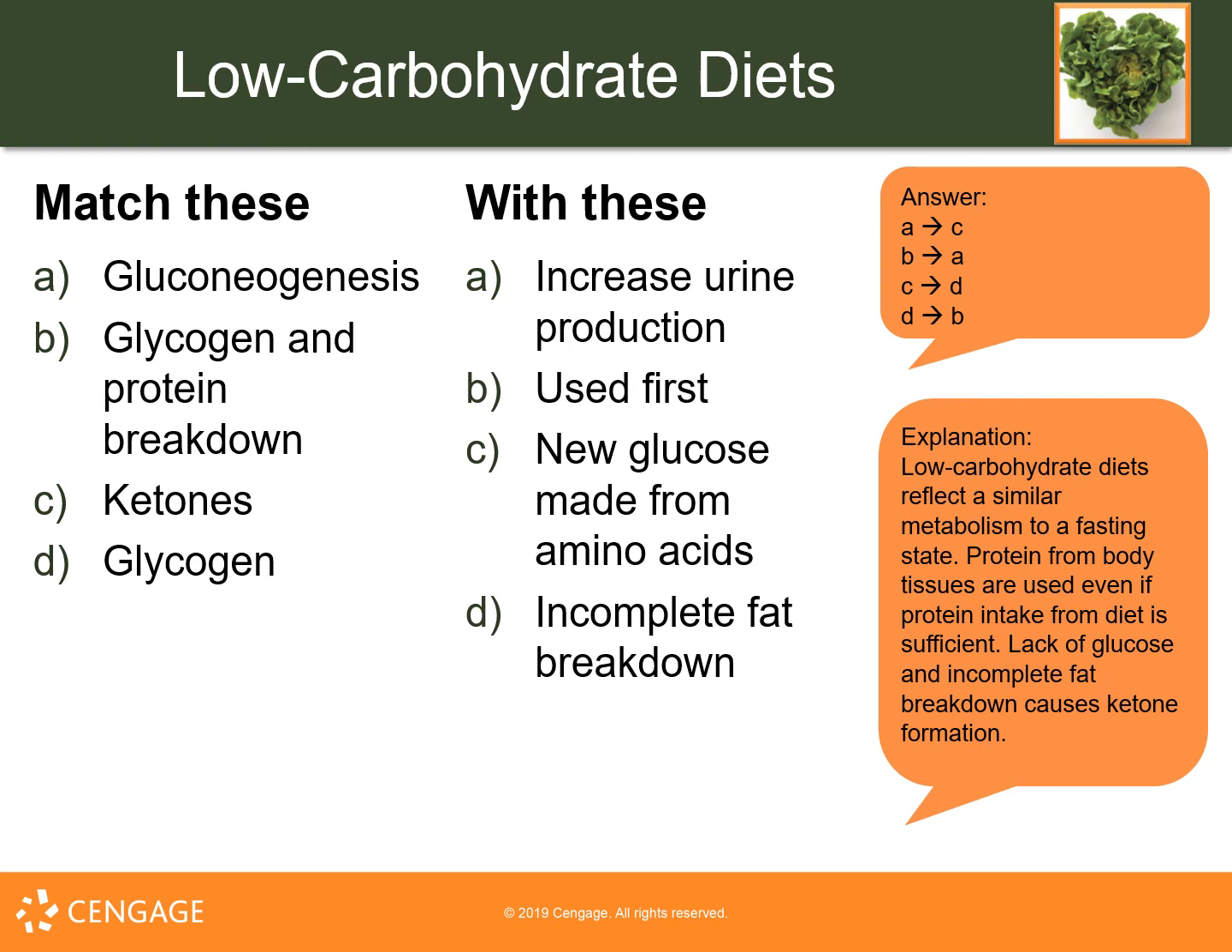A, gluconeogenesis matches with C, new glucose made from amino acids. B, glycogen and protein breakdown matches with A, increased urine production. C, ketones matches with D, incomplete fat breakdown. And D, glycogen matches with B, used first.